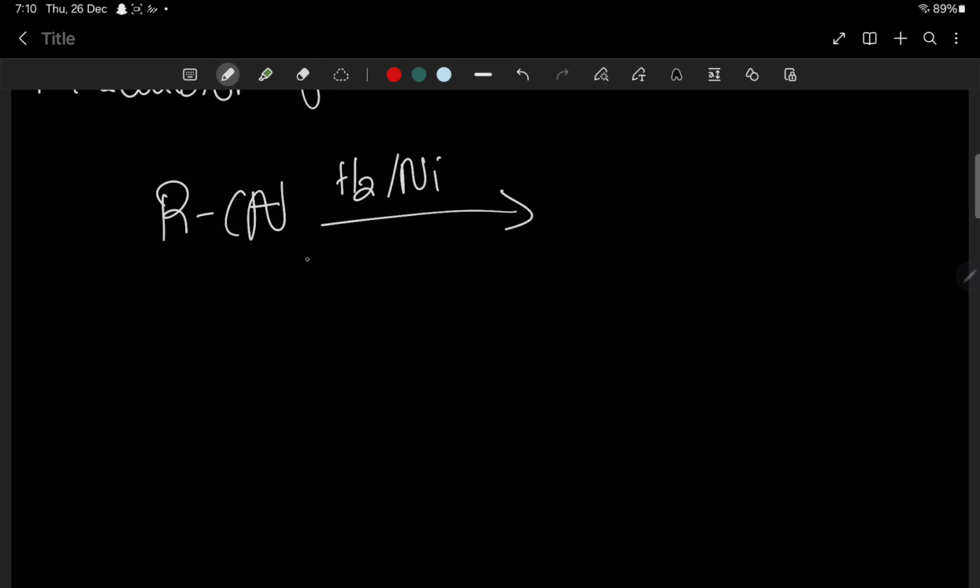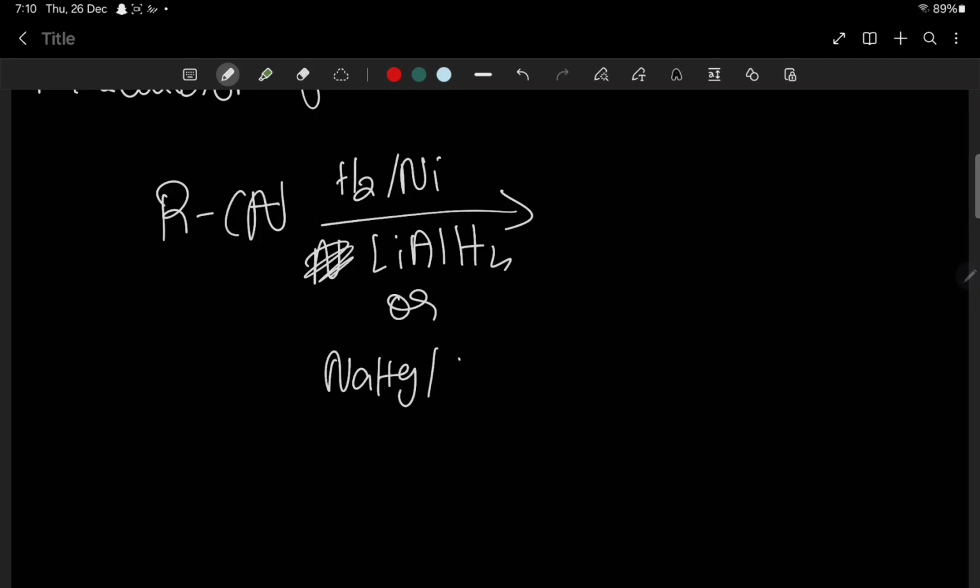I'm taking nickel. Look, nitriles on reduction with lithium aluminum hydride or catalytic hydrogenation produce primary amine. Next, lithium aluminum hydride can be used, or you can also use Na(Hg) with C2H5OH, ethanolic sodium amalgam. Any of these three you can use to reduce it.